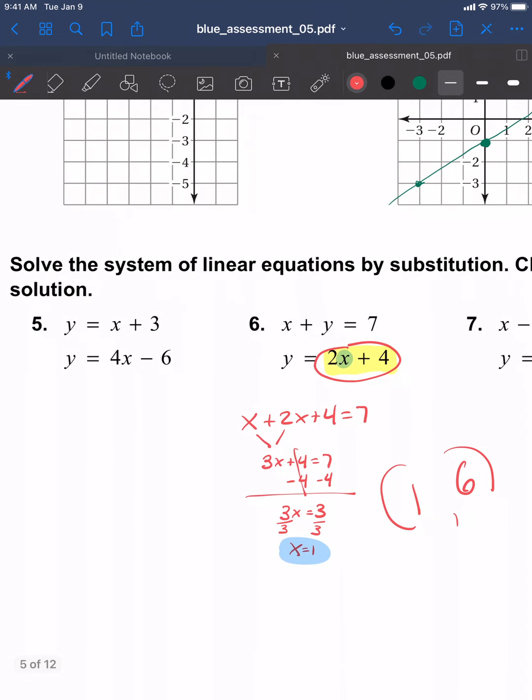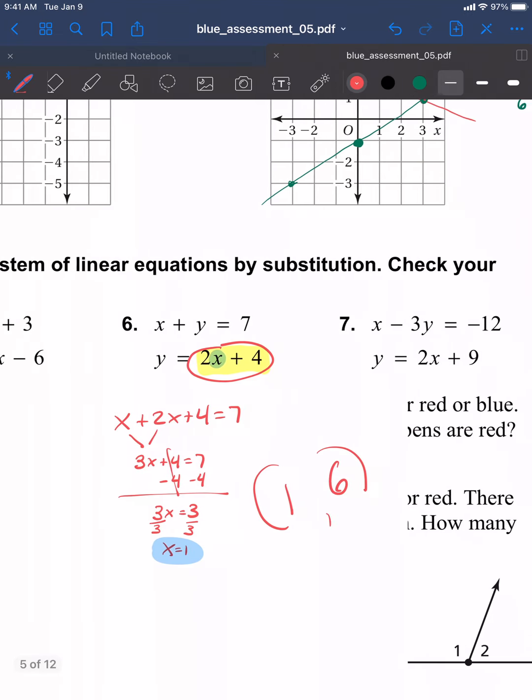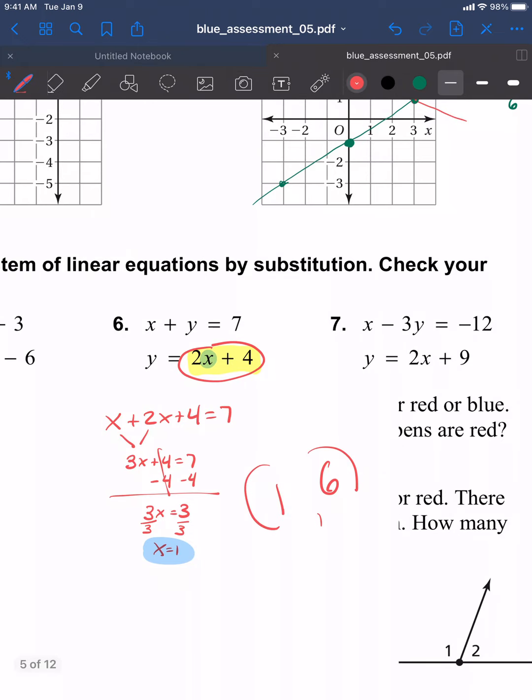Wow, they were really nice to you guys on 5, 6, and 7, because every single one of them gave you an equation that had y by itself at least once, right? If they wouldn't have, and let's say both equations looked like this, what would you have done? You just have to get a variable by itself. Does it have to be y? Could it be x? Sure.